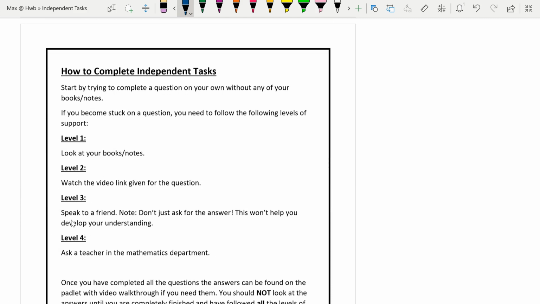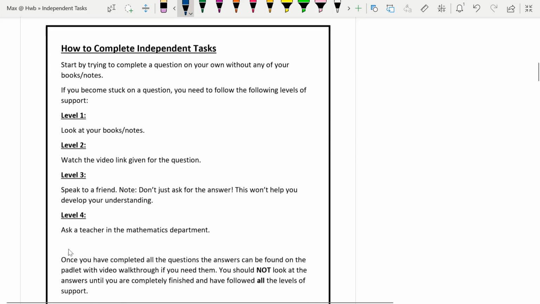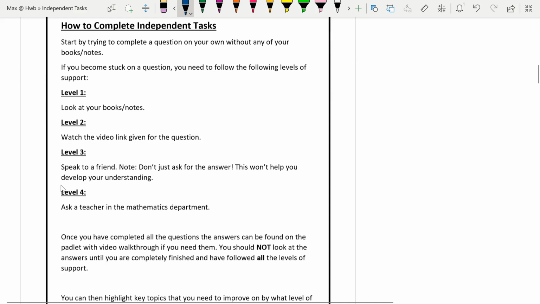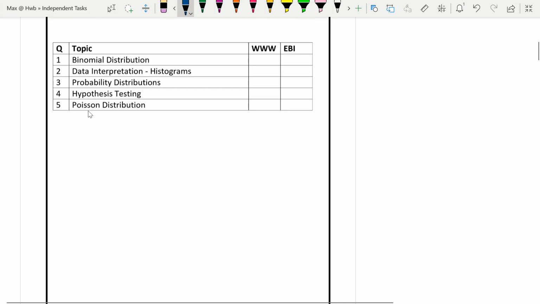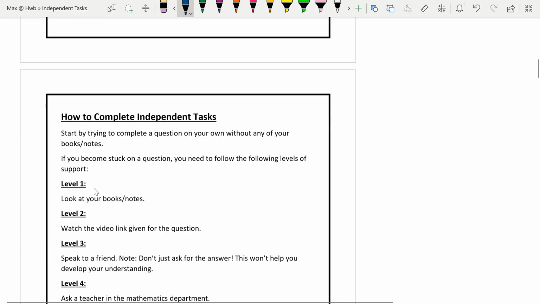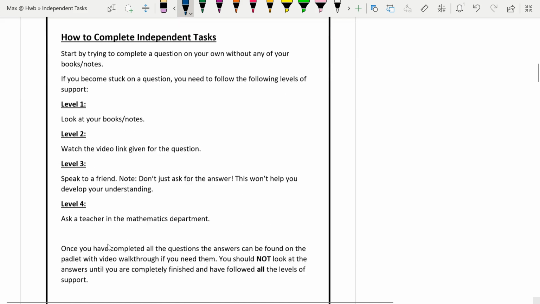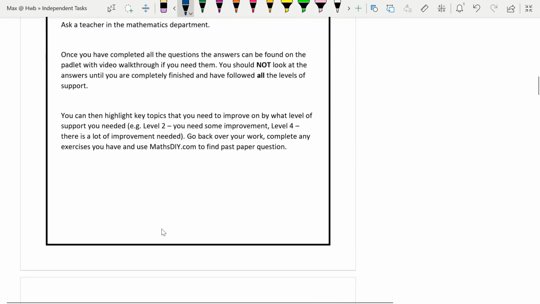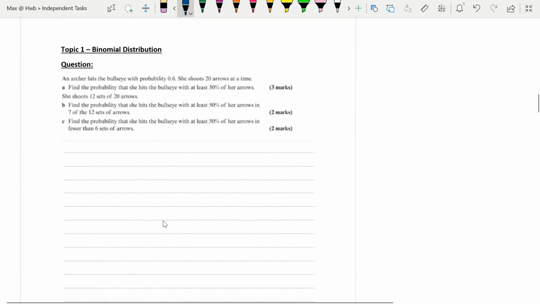Remember, if you're getting a level 3 or level 4, you're looking at a section or topic where you require a lot of extra work. So let's say, for example, on hypothesis testing, you had to go and ask your teacher. Then that's a big topic that you need to go away and revisit. So let's go through the answers now.